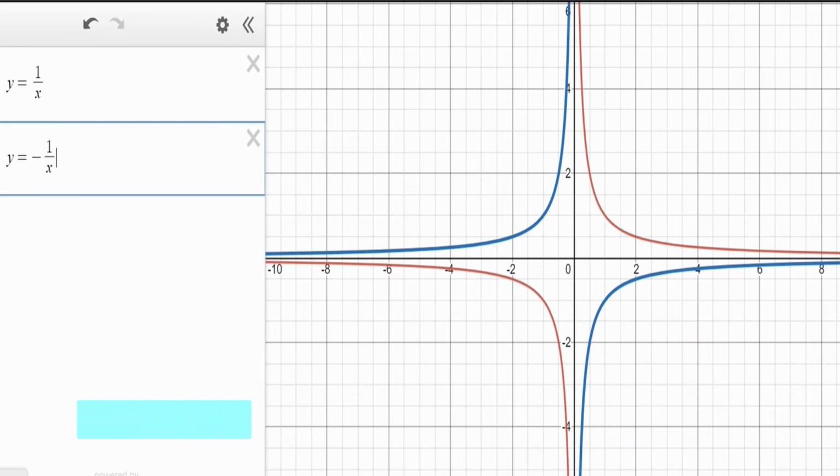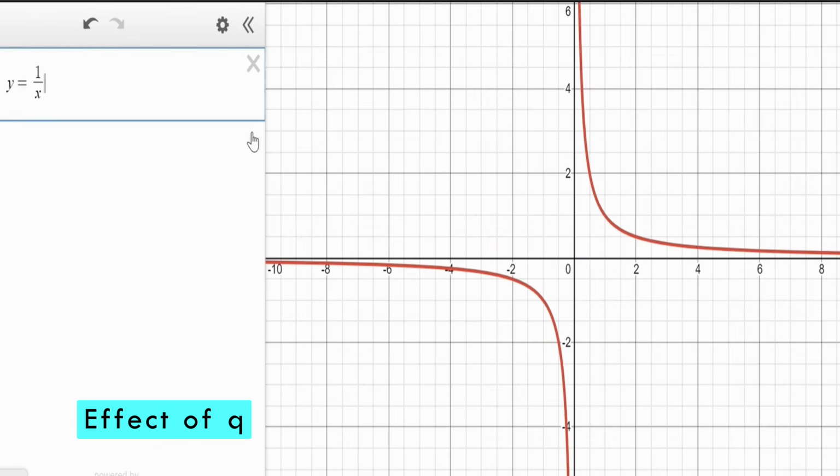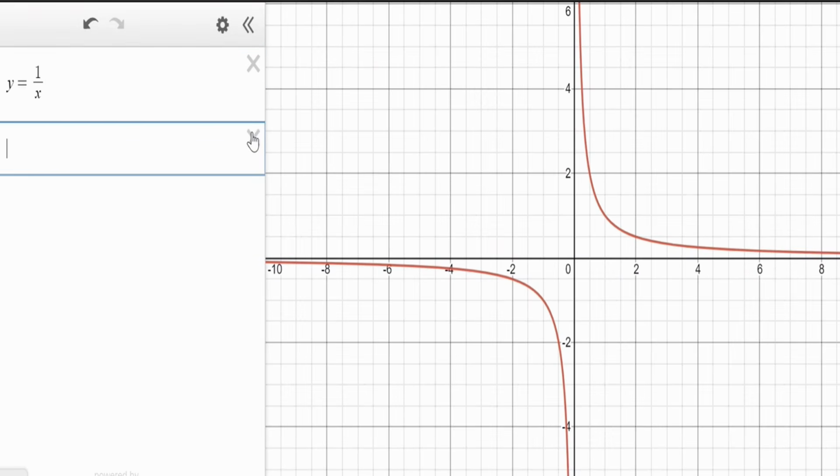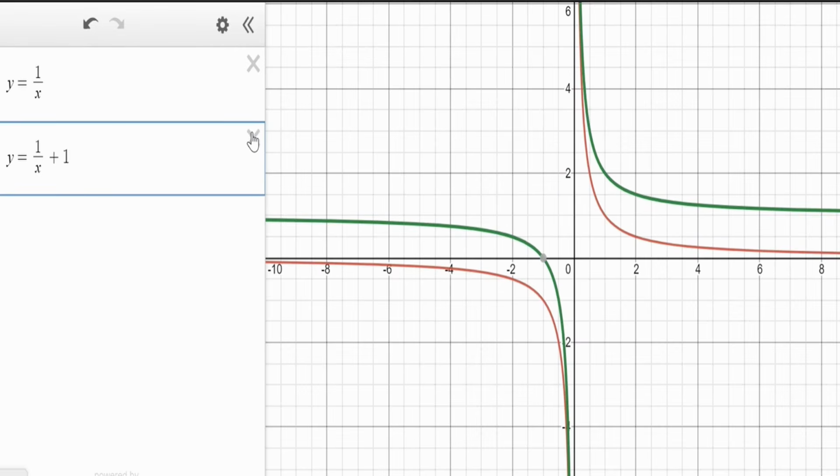The effect of q, right? What happens when we add q to the mother graph, right? So I'm going to take the mother graph, which is y is equals to 1 over x. Then we add a plus 1. Do you see what happens to the graph? When we add a plus 1, this is the mother graph. The red one is the mother graph. When we add a plus 1, the graph's what? Moves up by 1 unit. Do you guys see it? The graph is going to move what?